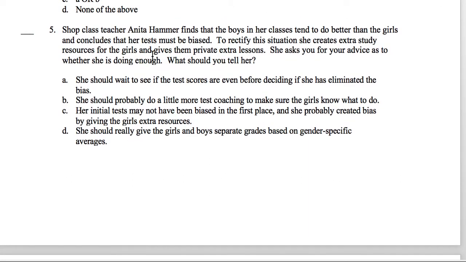Modifying instruction, modifying what people have access to during tests, introduces instructional and assessment bias, and so you should probably stay away from that. C is the best answer here.